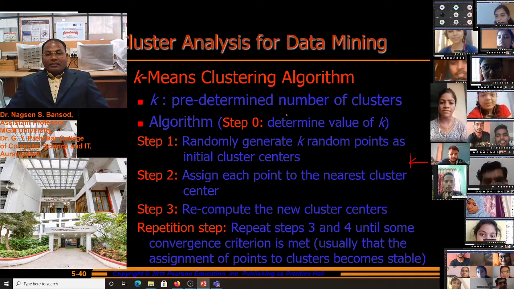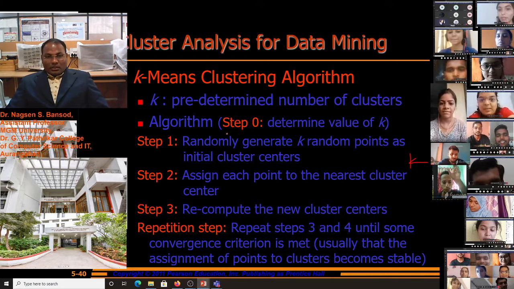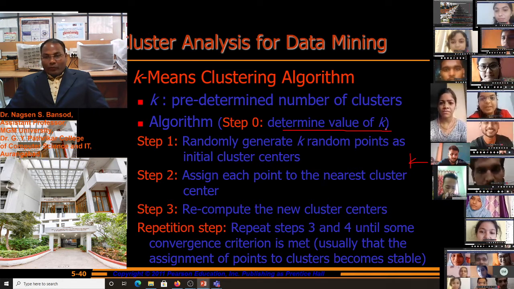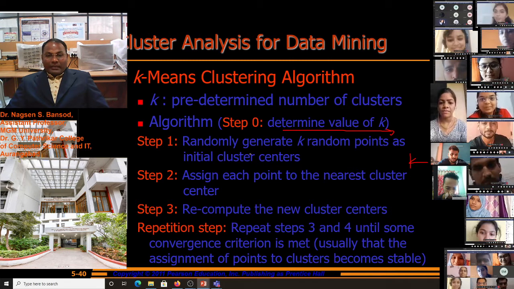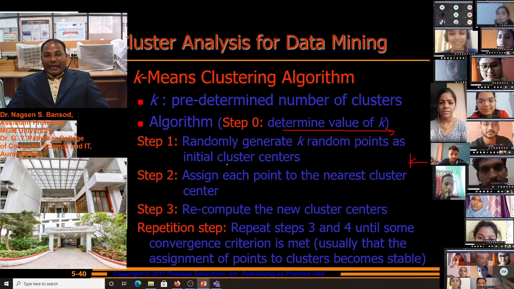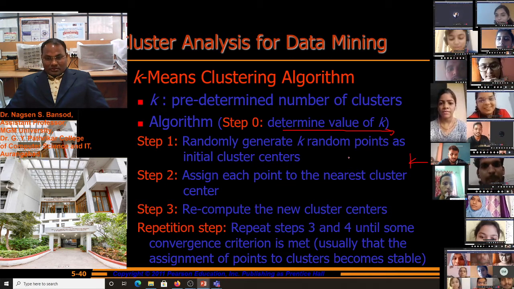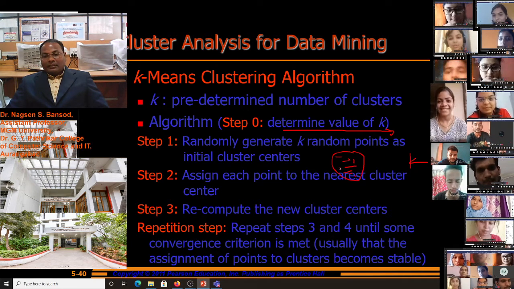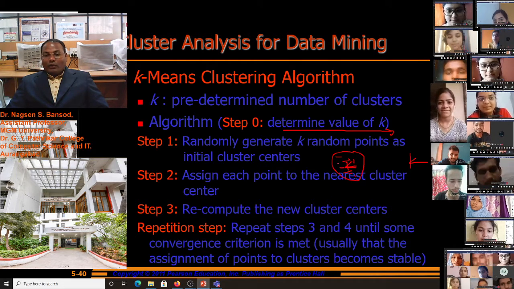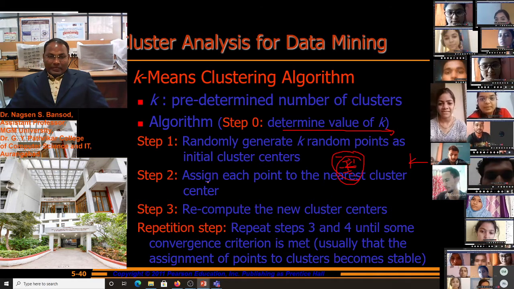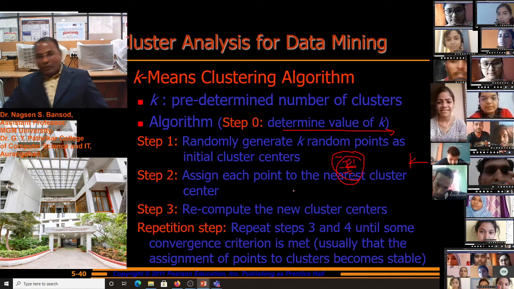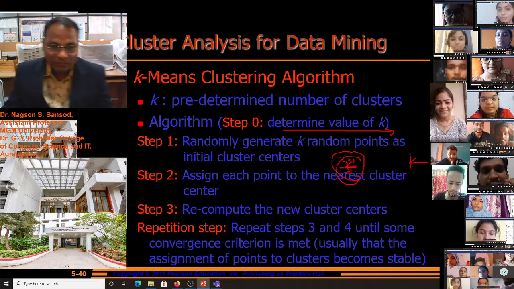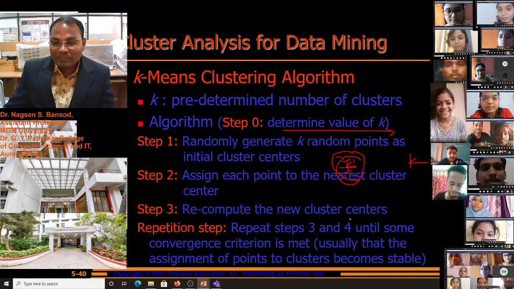K is the predetermined number of clusters. Algorithm steps: step 0, determine the value of k. First we have to determine the value of k and then randomly generate k random points as initial cluster centers. Then we will find the value of k first and the nearest values, and assign each point to the nearest cluster center. After that, recompute the new cluster center.